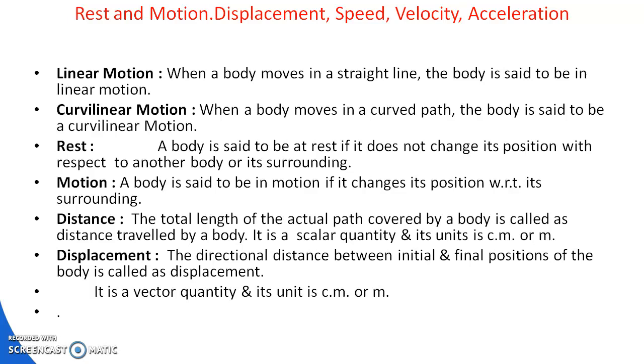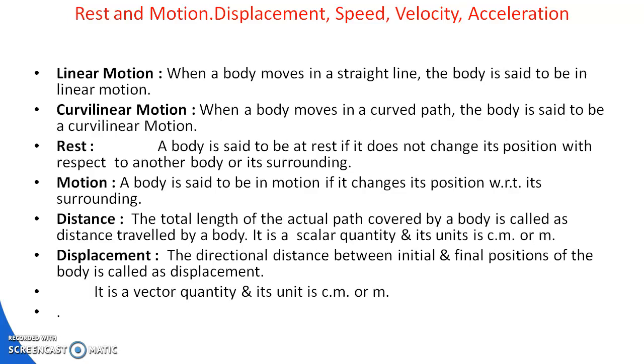So obviously it has a fixed value from one position to another position. The shortest distance must have only one value, and it has a direction. So it is a vector quantity and its unit is meter.